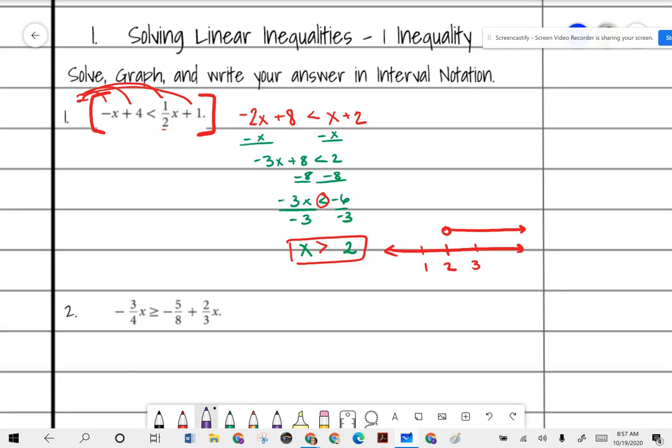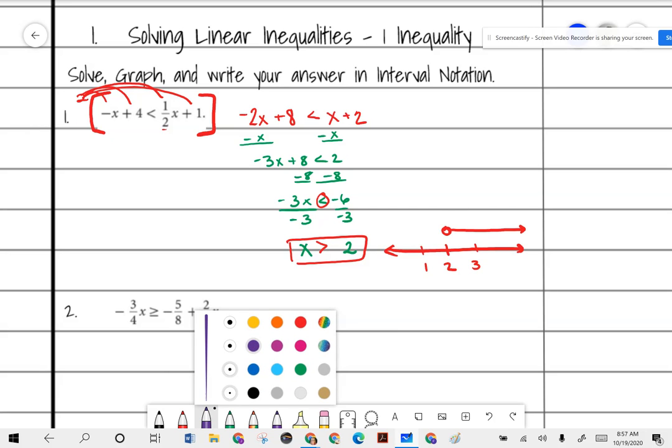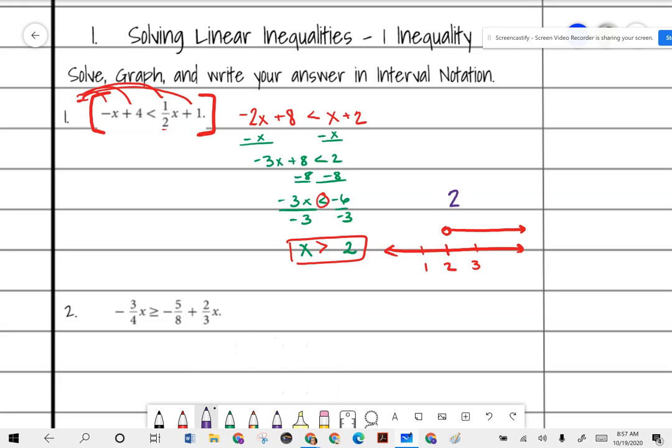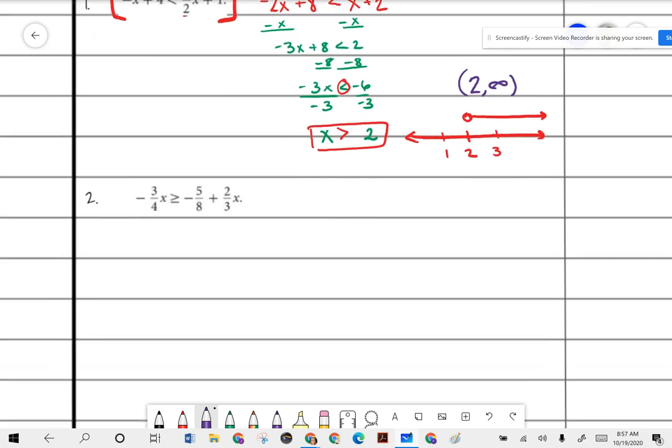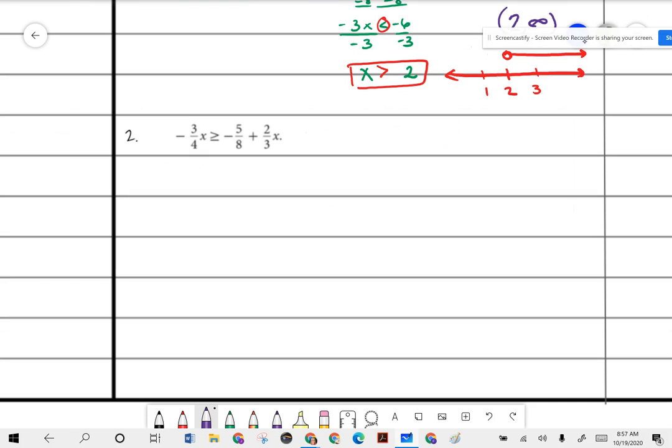So interval notation is going to start at 2. Start at 2 and go to infinity. So we have 2 to infinity. Remember, infinity will always have parentheses, and that's an open circle. So I have 2 comma infinity. All right, so now let's take a look, another one with fractions.